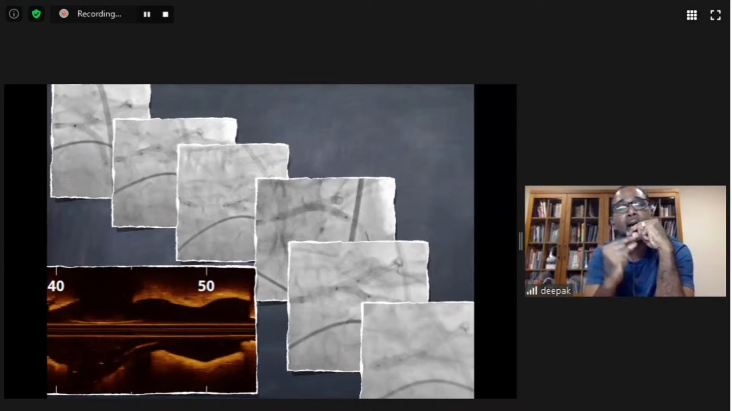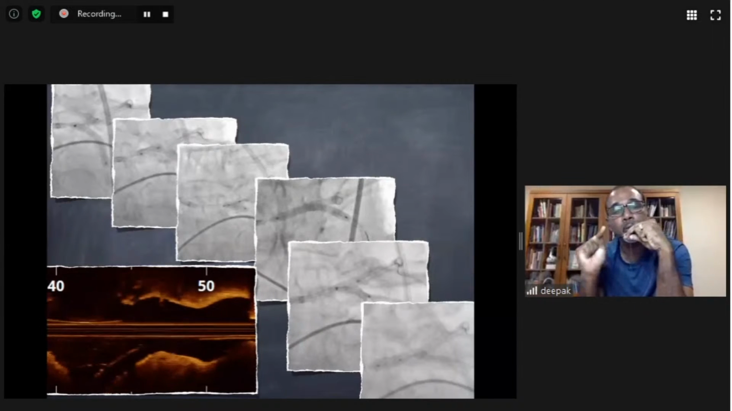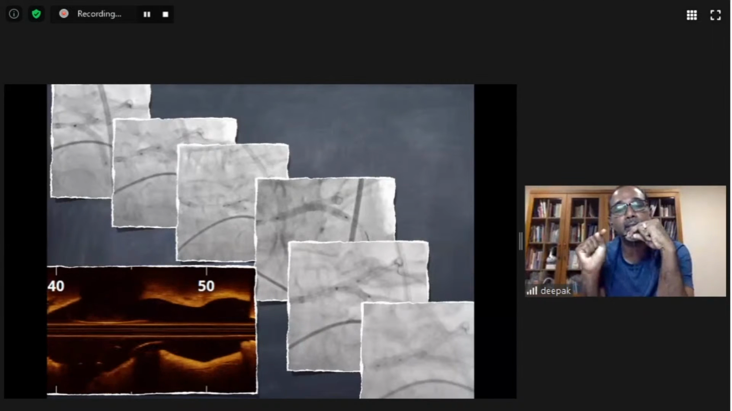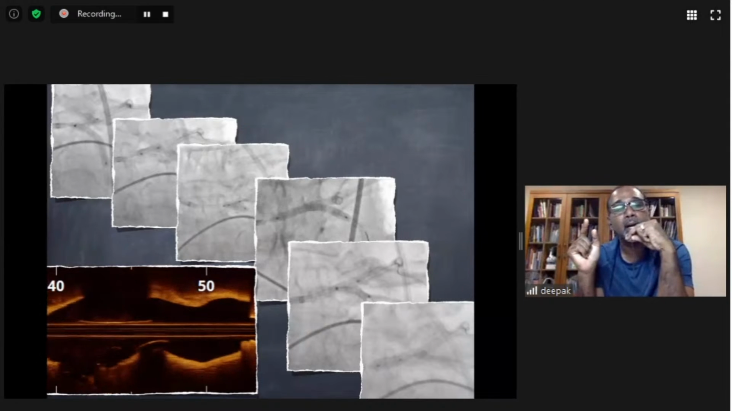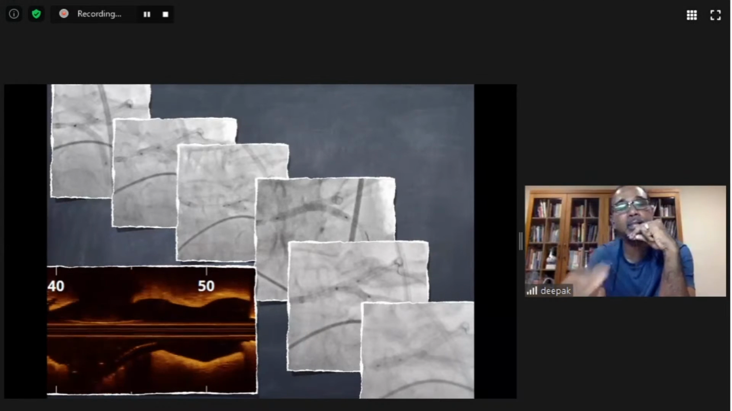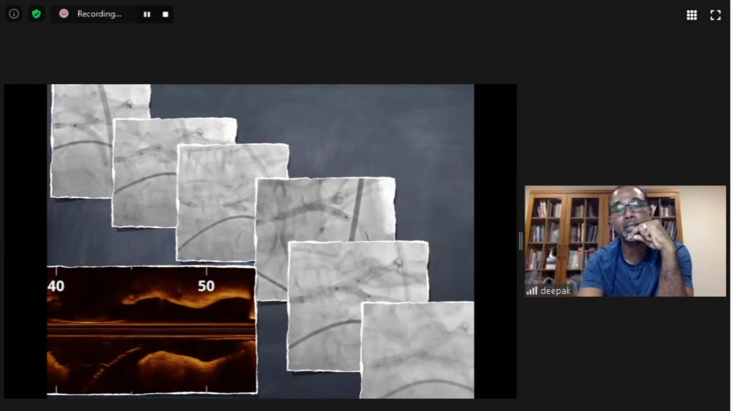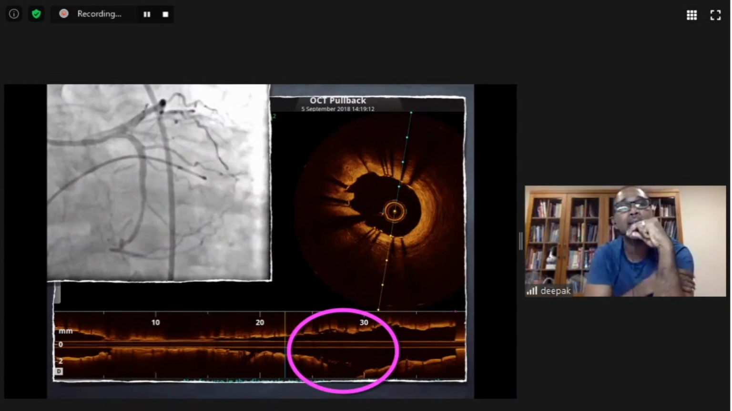Here again, one should keep in mind that it was done in 2018, and both the crossings into the side branch were done through the proximal struts. That was a recommendation at that point of time. The European Bifurcation Club recommended that one should try to go through the proximal cells. Here the OCT images show that the wires are going through the proximal cell into the side branch. And following the stent implantation and optimization, you could see the final result.